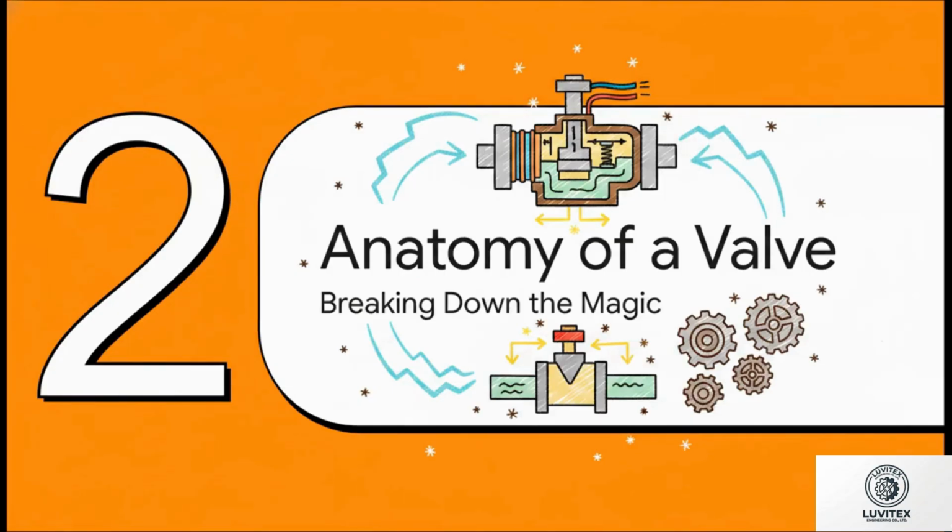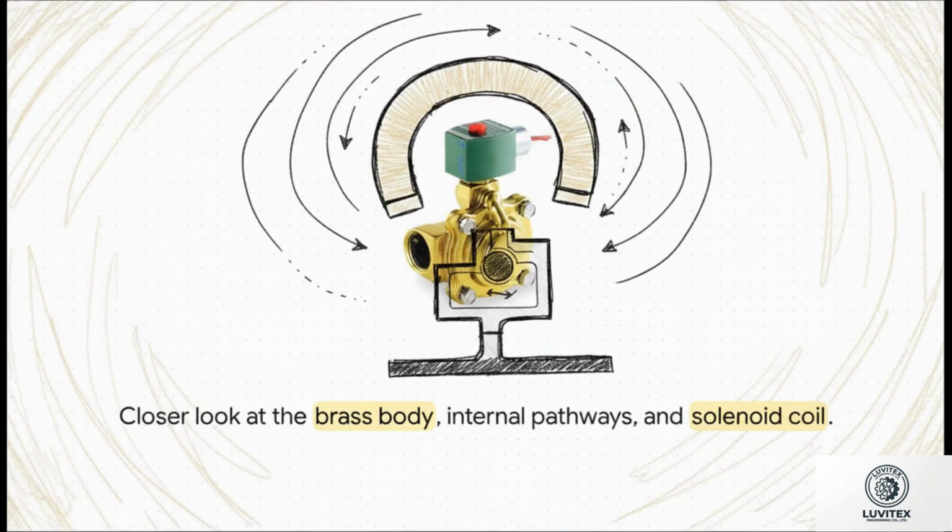Let's move on to Section 2, Anatomy of a Valve, breaking down the magic. Looking a bit closer at the valve itself, we can really start to appreciate the separation of concerns going on here. That green box on top houses a coil of insulated copper wire. And below that, safely tucked inside the brass body, is an orifice, which is just a small hole where the fluid passes through, and a seal. But here is the really fascinating part. The electrical wiring never ever touches the fluid. The connection between the electrical half and the plumbing half is entirely magnetic.